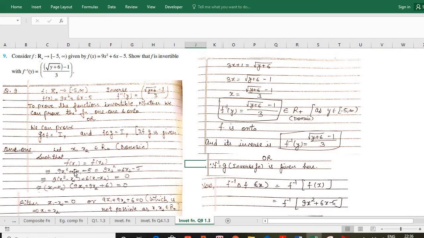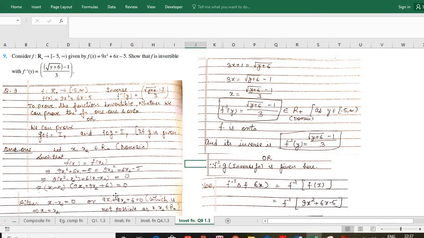Then I will put the value of f(x1), which I will read from the function definition given in the question. Substitute the values of these two, f(x1) and f(x2), then solve this equation. We have got this equation (x1 minus x2) into (9x1 plus 9x2 plus 6) equal to 0. When the multiplication of two numbers is equal to 0, either this number is 0 or this number is 0 or both are 0, right? So this algorithm we will follow. Either x1 minus x2 will be 0, then we will get x1 equals to x2, which we wanted to prove. But let us check the second condition also.